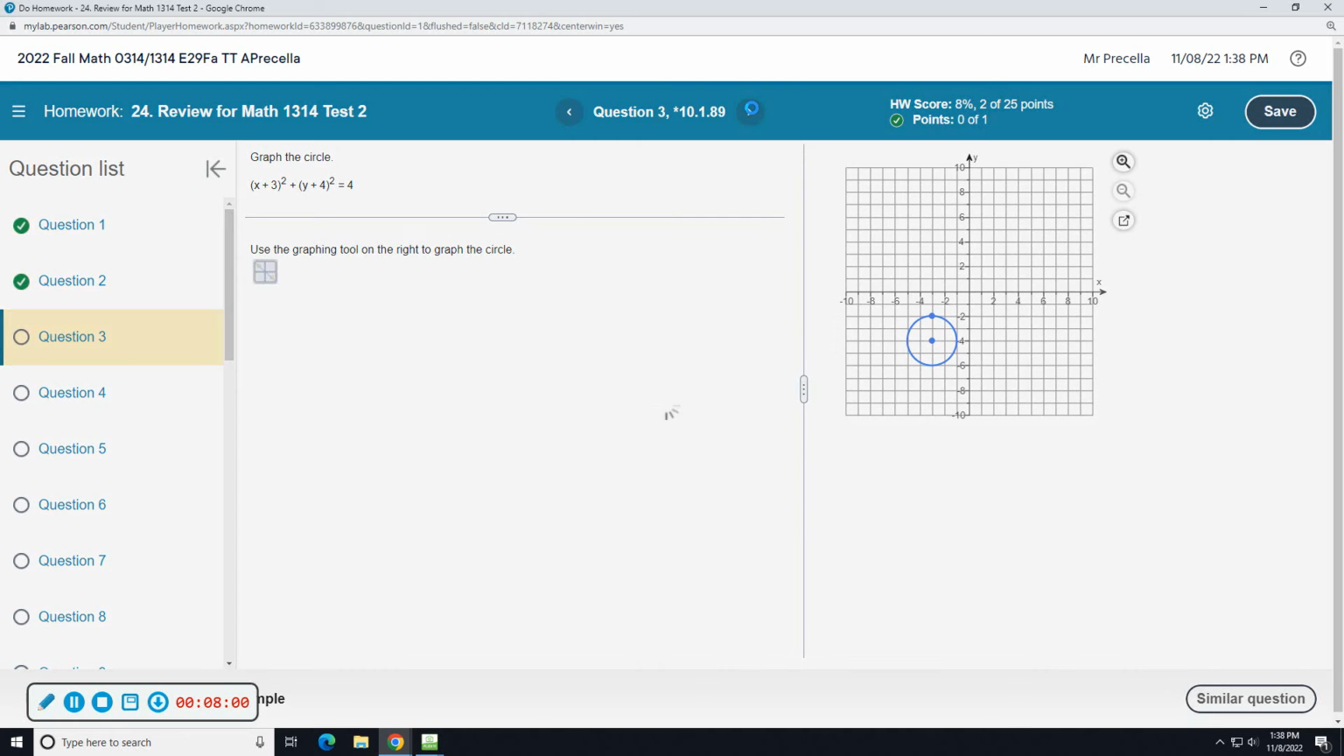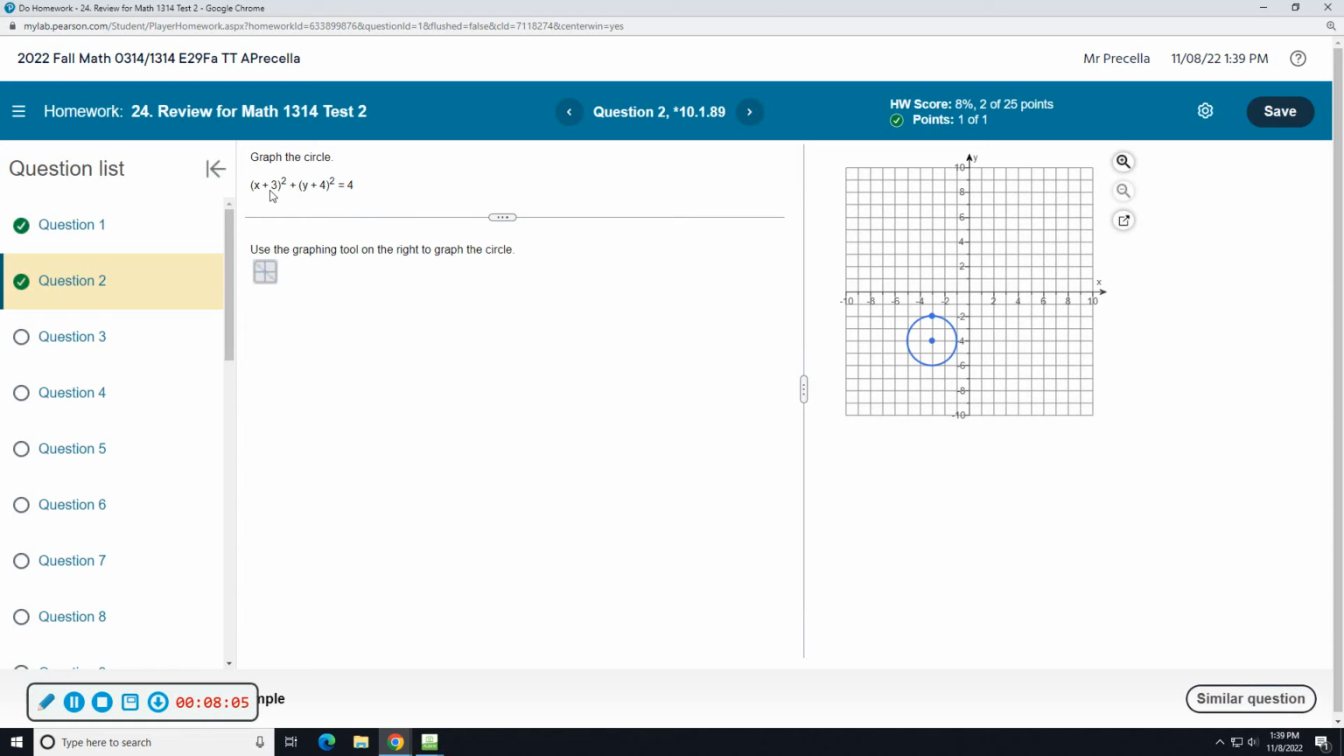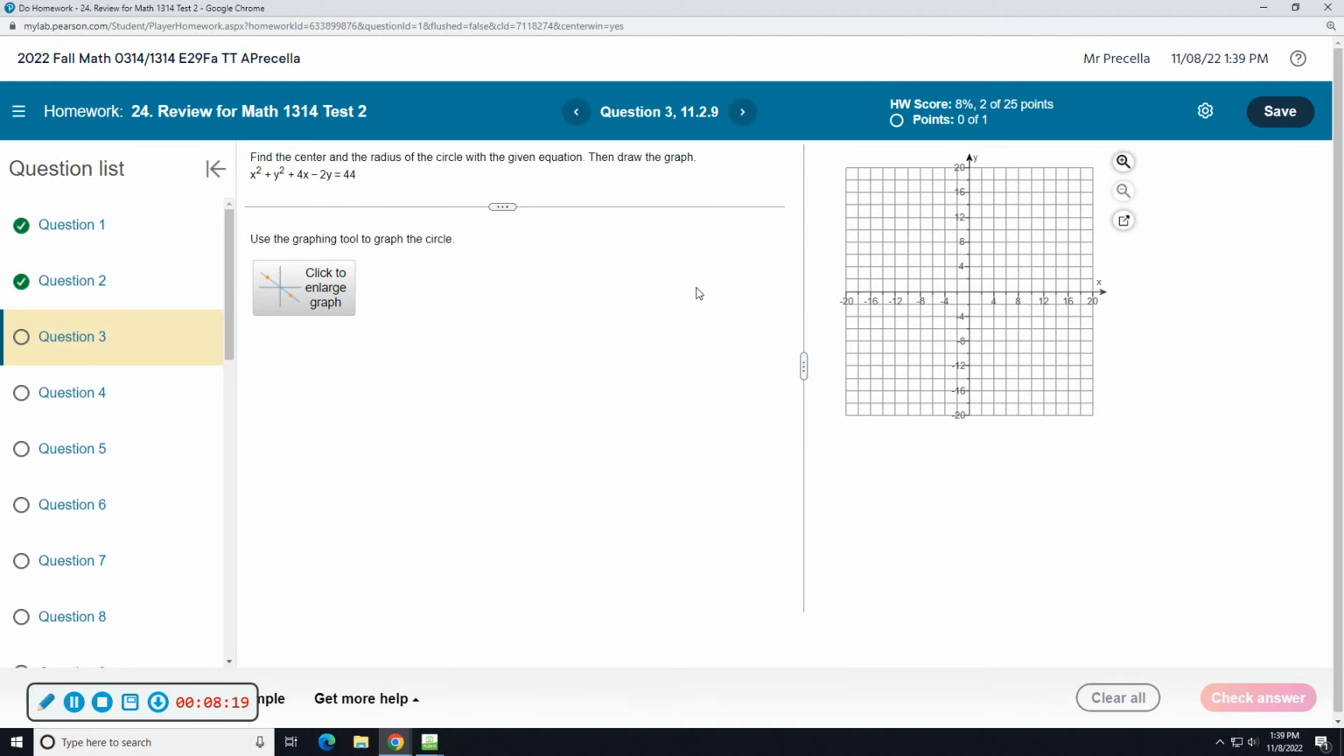Number 3. Oh, look here. In number 2, they give you the equation in center radius form. But realize in number 3, they've gone through and FOILed out the x plus 3 squared, and FOILed out that y plus 4 squared and combined like terms. This is called expanded form or general form. We want to find the center and radius of the circle with the given equation, and then we draw the graph.